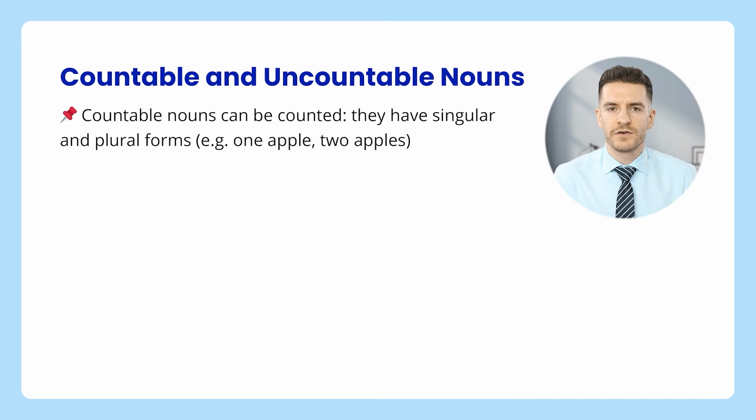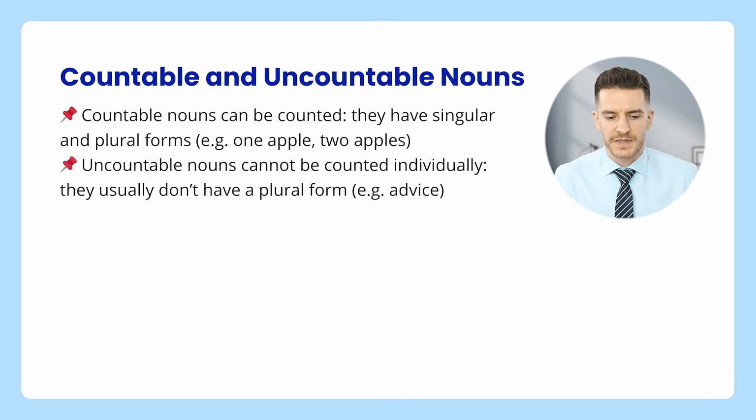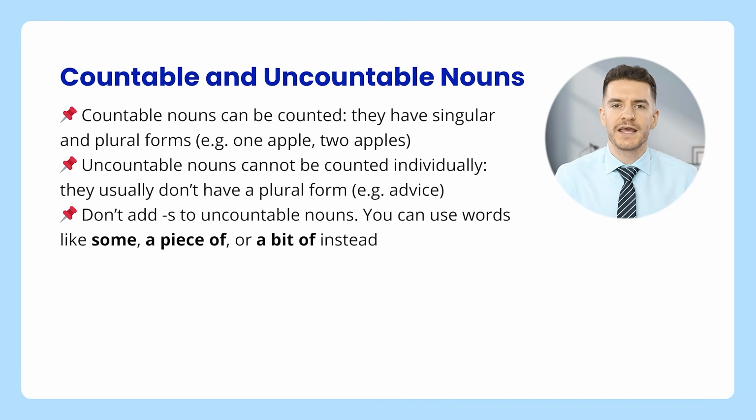Well, when it comes to countable nouns, that means they can be counted. So they have a singular and a plural form. So for example, 1 apple, 2 apples, 3 apples, we can count them. Uncountable nouns, in English, we can't count them individually, so they don't have a plural form. So, for example, the word we saw on the previous slide, advice, we do not say advices, okay? Advice does not have a plural form because we can't really count it. So just remember, don't add s to uncountable nouns.